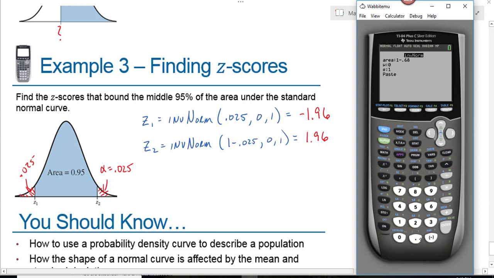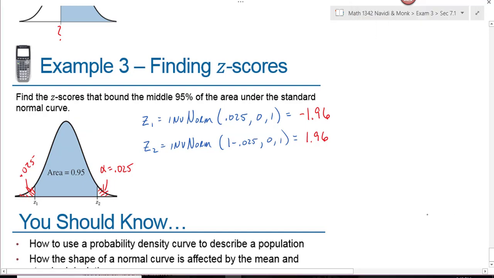We hit second vars number 3. The area is 0.025. The mean is 0. The standard deviation is 1. And we get negative 1.96. On the second one, rather than go back to second vars, I'm just going to insert 1 minus right here. 1 minus 0.025. And that gives us the positive 1.96.